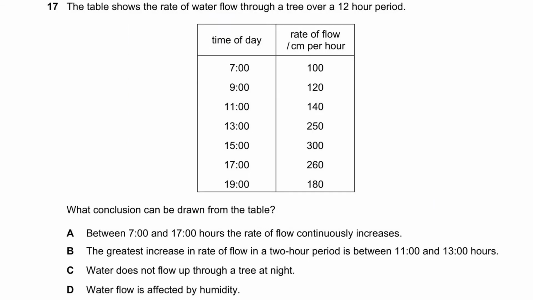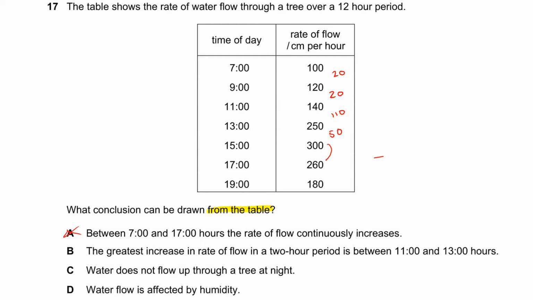Question number 17 says the table shows the rate of water flow through a tree over a 12-hour period. What conclusion can be drawn from the table? Option A says between 7 and 17 hours the rate of flow continuously increases. This is wrong because between 15 and 17 it actually decreases. Option B says the greatest increase in water flow in a 2-hour period is between 11 and 13 hours. For this option, you need to find the difference between the times of the day.